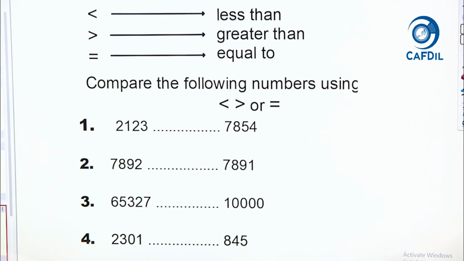Learners, let's insert the sign. Since we know 2 is less than 7, let's insert the sign, our less than sign. I want you to do the second one for me. We are comparing this and then this. Which sign should we put or insert?